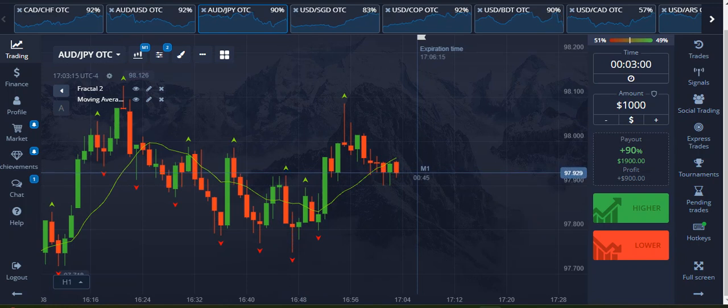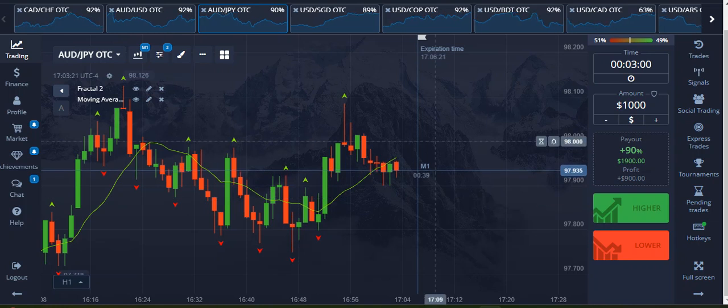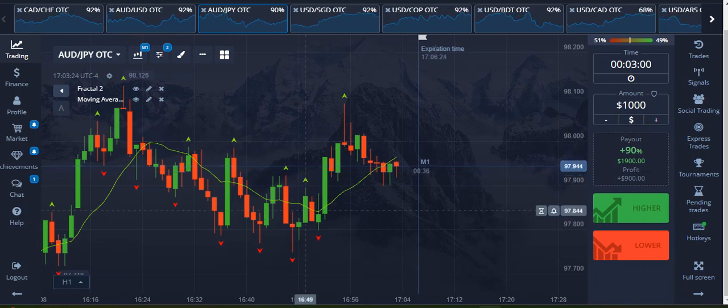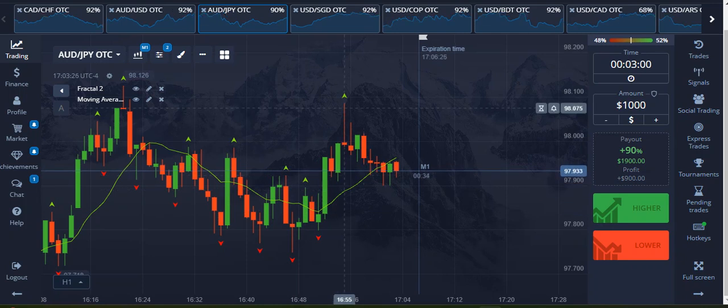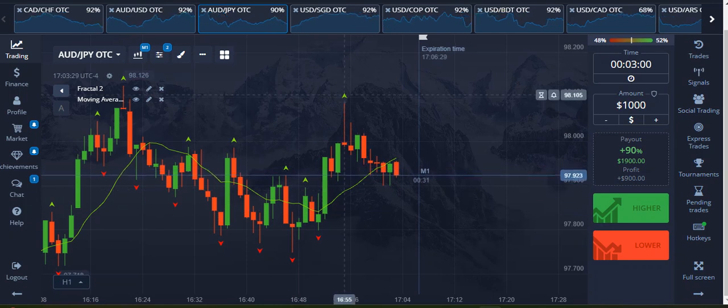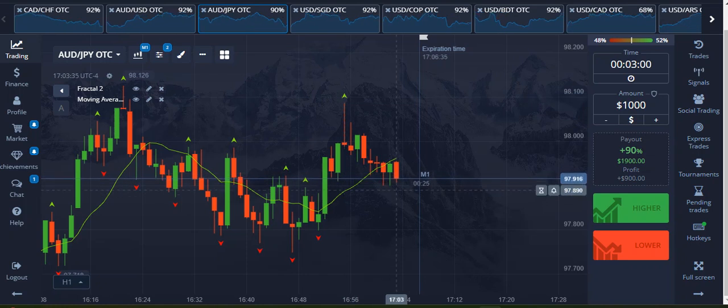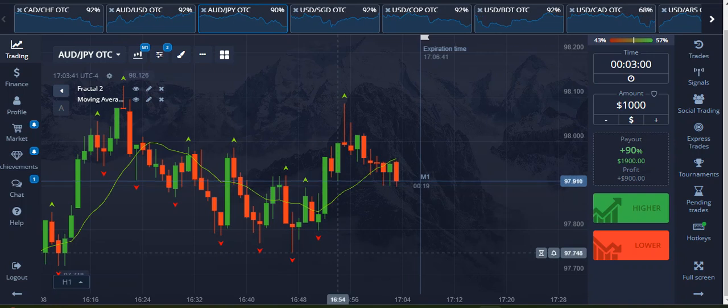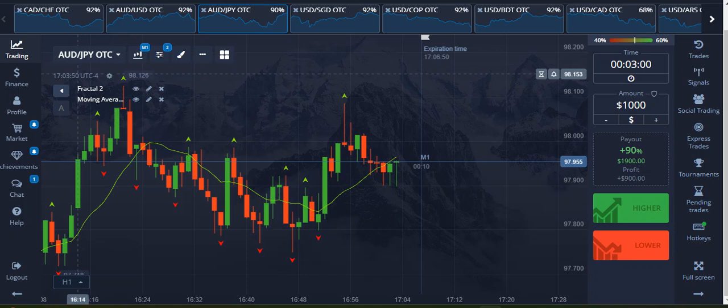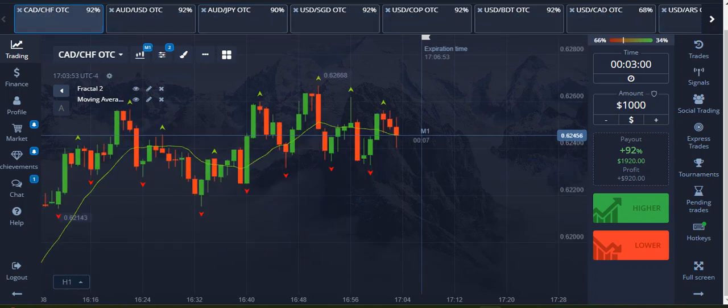So basically, what we're looking for is when the market is consolidating or ranging like this, it tends to go back to the moving average. So for instance, here, what we're going to do is wait for a fractal signal, and then take a trade in the direction of the fractal. Now, like I mentioned, this only works during a consolidating or a ranging market. And let's go and take a look at some other currency pairs like this, even here, for instance.